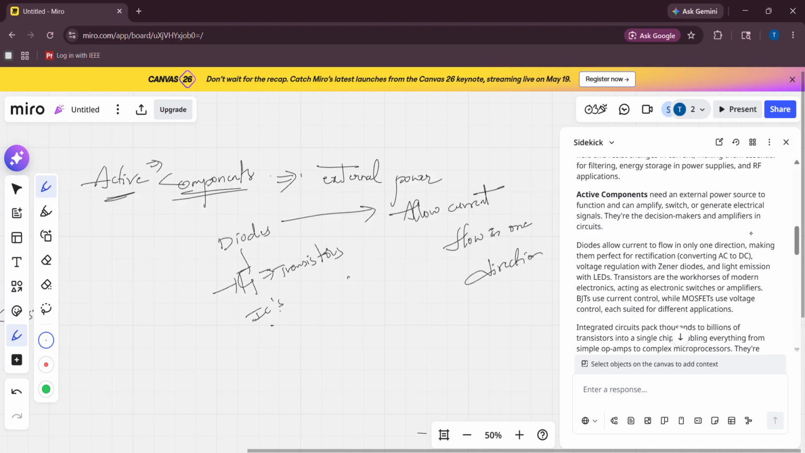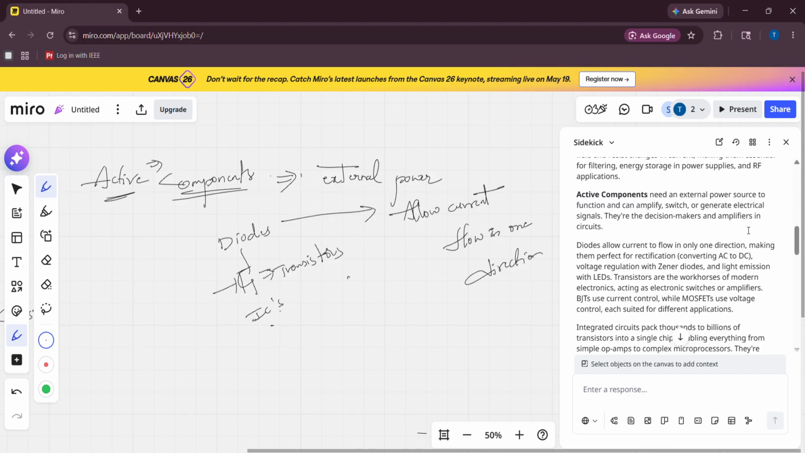So what is the use? By using a diode, the current will flow in only one direction, so it can convert AC to DC. There is voltage regulation with Zener diodes, by different types of diodes. For using Zener diodes, we regulate the voltage, and light emission with LED. By using a light emitting diode, we emit light energy.